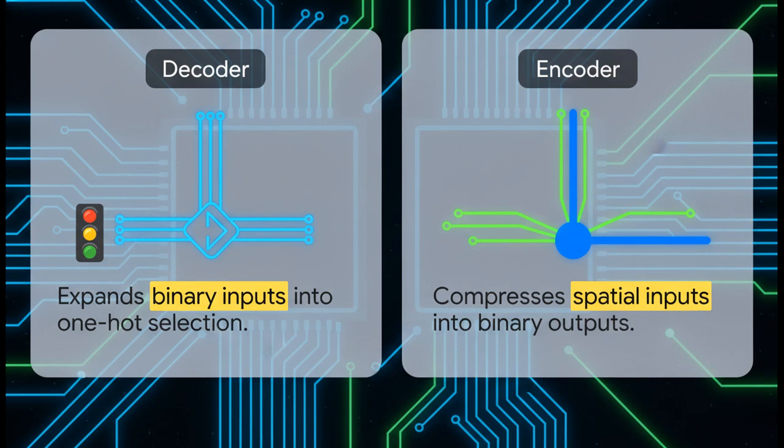Now on the flip side, we have encoders. If decoders are the traffic cops, encoders are your data zip files. They do the exact inverse. They compress up to 2 to the power of n spatial inputs down into a tight, neat n-bit binary output. Working together, they keep the whole shebang flowing efficiently.